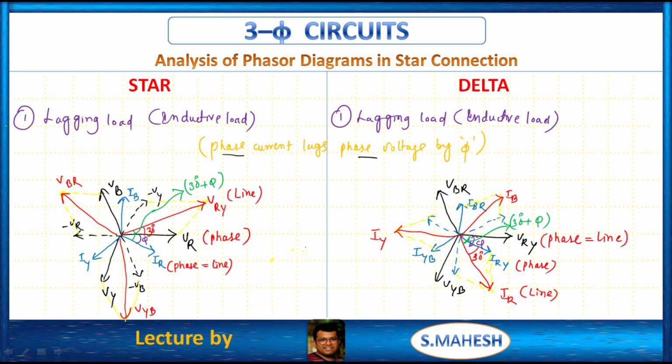First you have to draw the phase voltage, then see the load. The load is what? Lagging load. Then phase current lags phase voltage by 5. Okay, that's why we have this. Then to get line voltage, which is the vector difference of two phase voltages in the case of delta connection, and to get line current, which is the vector difference of two phase currents. That's it.